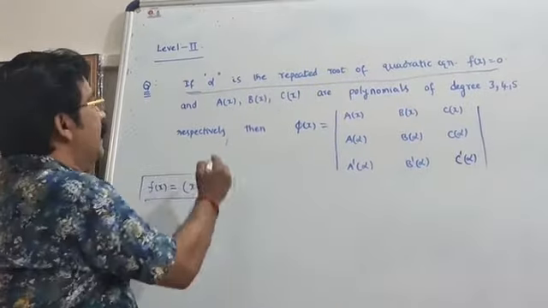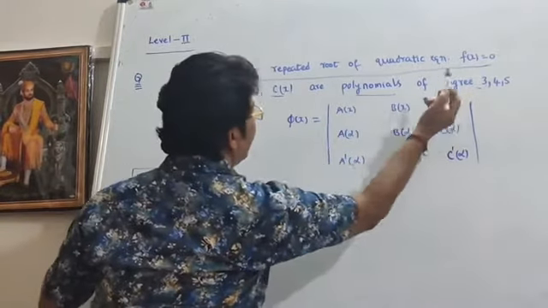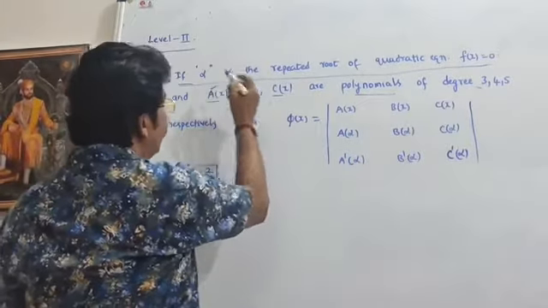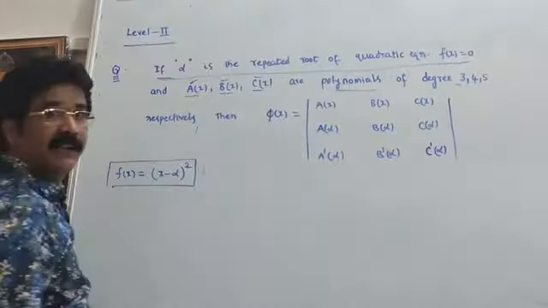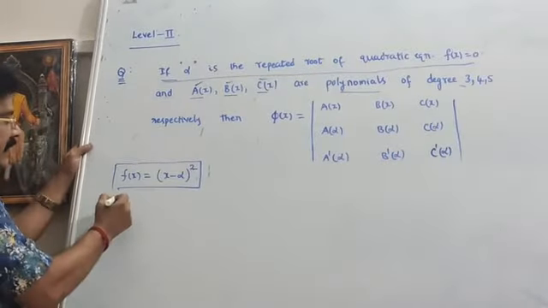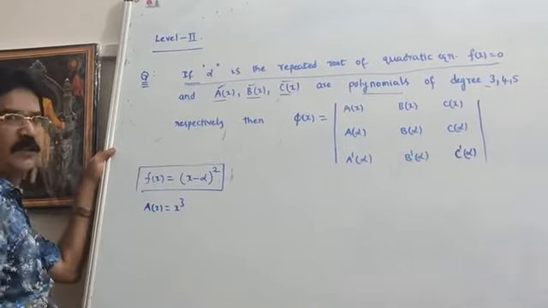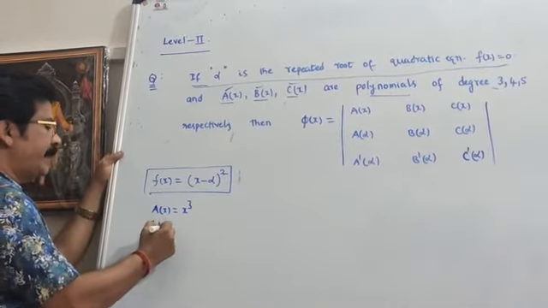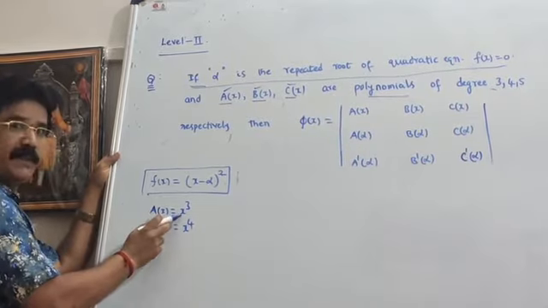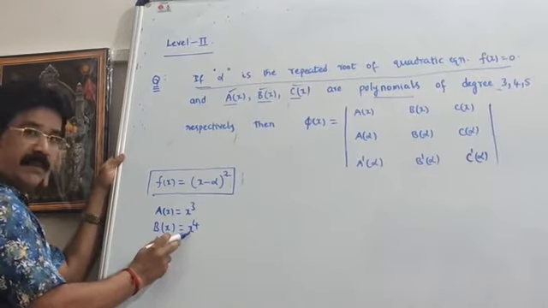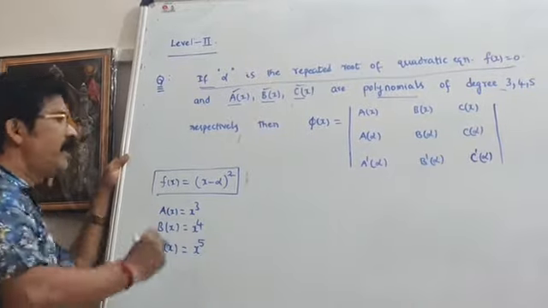One minute. A of x, B of x, C of x are polynomials of degree 3, 4, 5. That means the degree of A is 3, the degree of B is 4, the degree of C is 5. For convenience, as a shortcut, I am taking A of x equal to just x cubed, capital B of x equal to just x to the power of 4, because it is a polynomial of degree 4. Next, capital C of x equal to x to the power of 5.